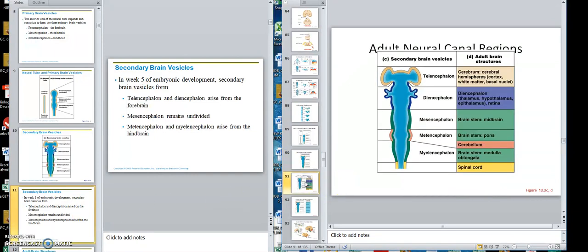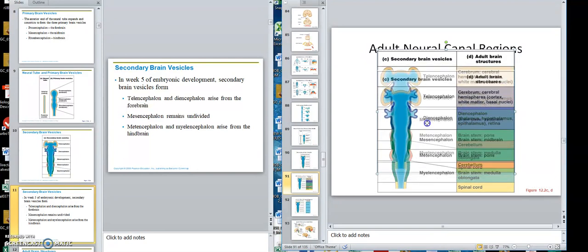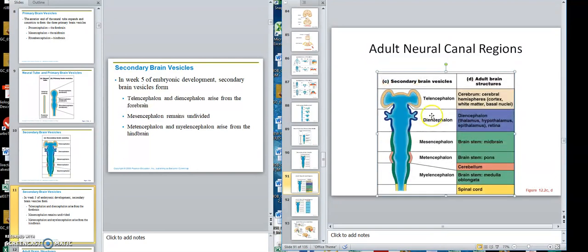So right here, there we are. Now, if we look at this and try to figure out what this is going to be later in the adult brain, the telencephalon is going to form the cerebral hemispheres, the cortex, white matter, and basal nuclei we'll be talking about. The diencephalon will form the thalamus, hypothalamus, and epithalamus. Epi means above, so technically we have the epithalamus above. Part of that forms the pineal gland.